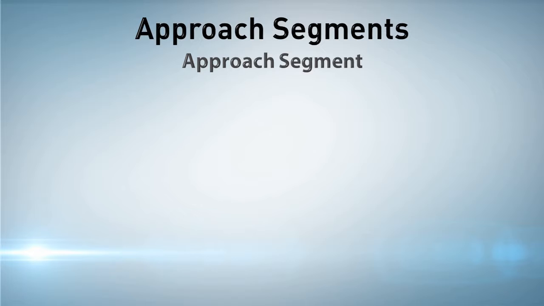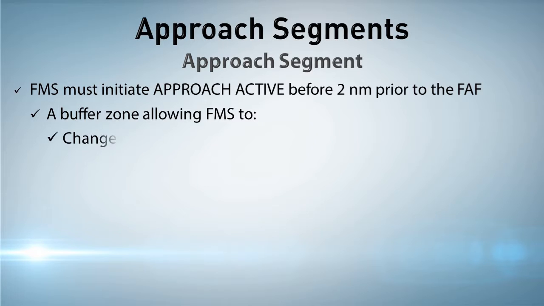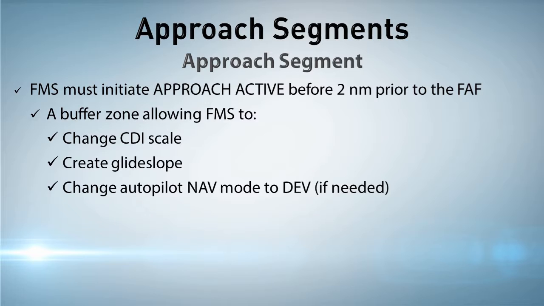TSO C-146 requires the FMS to initiate approach active no later than 2 nautical miles prior to the final approach fix. Think of this as a buffer zone. It gives the FMS time to change the CDI scale, generate the glide slope, and change analog autopilots from roll steering to deviation steering if required.